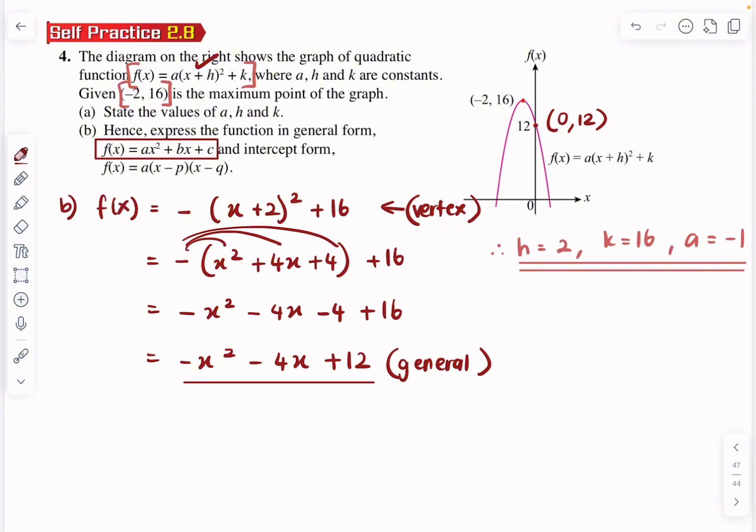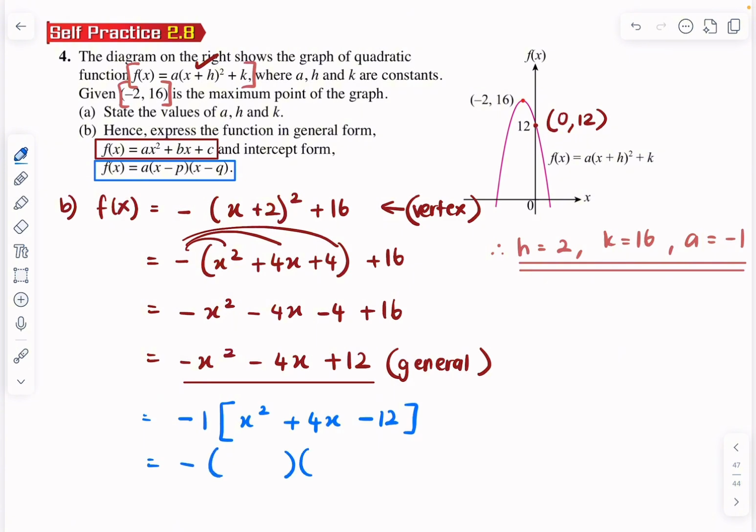And then they ask us to find the intercept form. So intercept form will look something like this, where we have to factorize. So from here, first we have to make a into 1. Currently it's -1. So what we do is we factor out the -1. So we'll be left with x squared plus 4x minus 12. Basically all the terms I divided by -1.